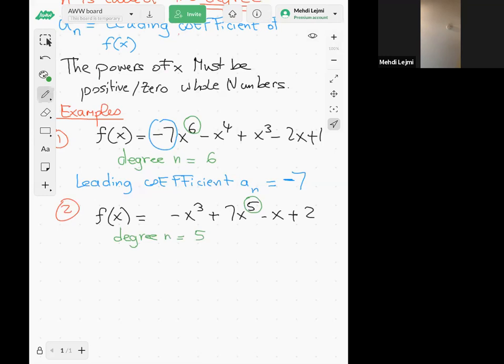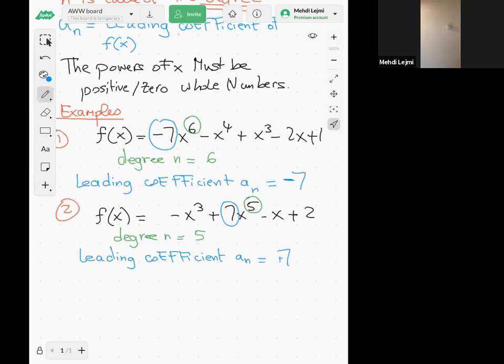It's not 3. Okay, it's not the first power you have. The degree is the highest power, right? So it's 5, and of course the leading coefficient is the real number in front of the x to the power 5. So the leading coefficient would be the 7, or leading coefficient a subscript n is the positive 7.